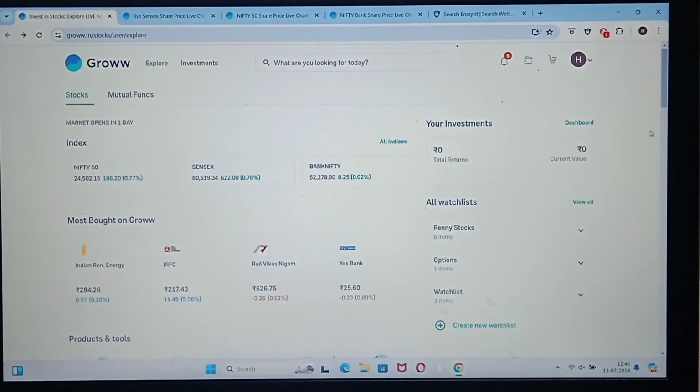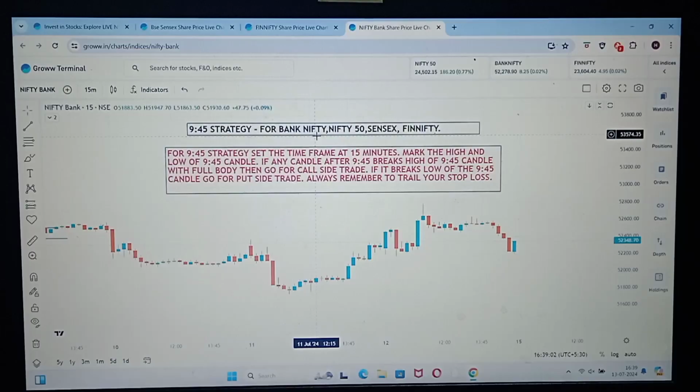Today we are going to see a new strategy, which is the 945 strategy. We have already seen two strategies before. One was the 915 strategy in the 1 minute candlestick pattern and the other is the 920 strategy in the 5 minute time frame. Now we will see the 945 strategy in the 15-minute time frame.